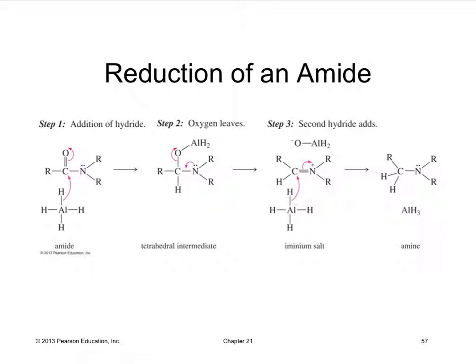In that reduction, here's your first step, nucleophilic attack of the hydride. Electrons go to the oxygen. Then electrons from your nitrogen go, and then this leaves to generate the imine salt. Then another hydride attacks, electrons go to the nitrogen, generating your amine.